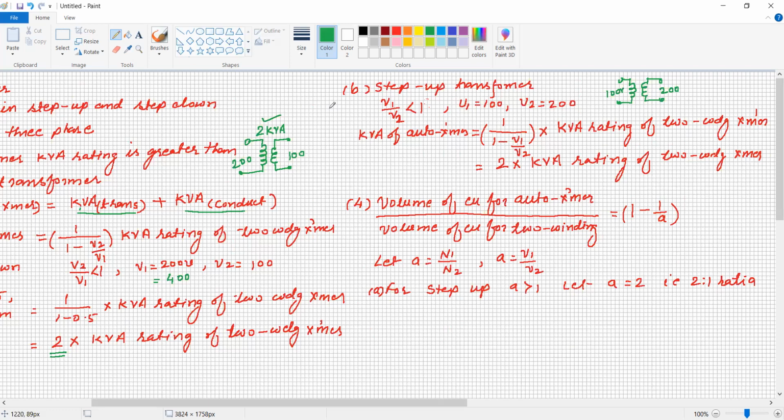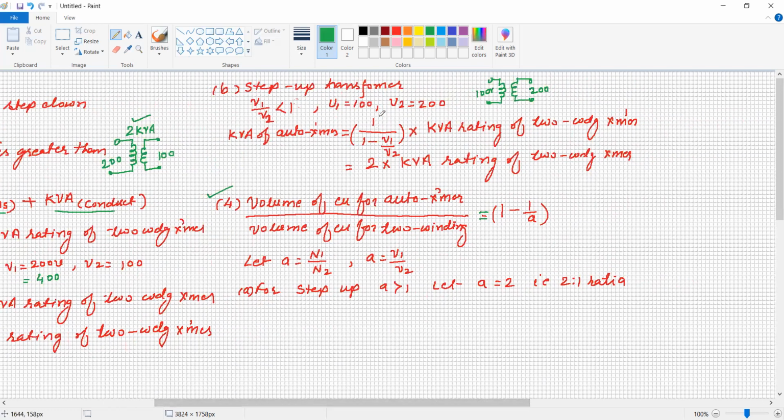Okay. Now, the next very important point is the volume of copper for the auto transformer divided by the volume of copper for the two winding transformer, and the relation found is equal to 1 minus 1 upon a. Okay. Now see here, in case of a single winding transformer, that is an auto transformer.